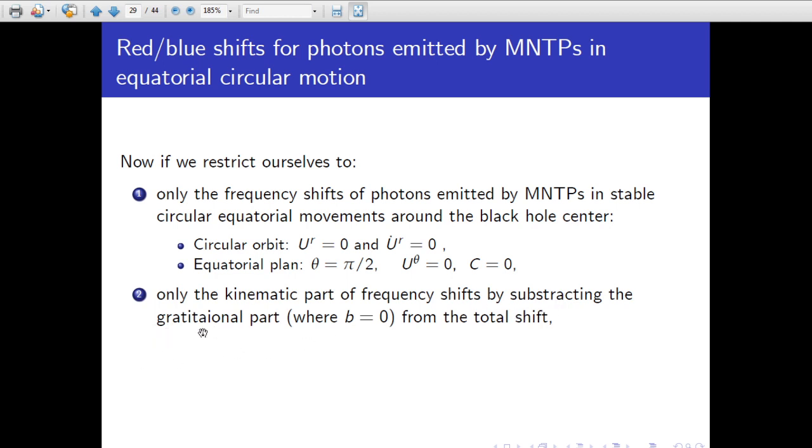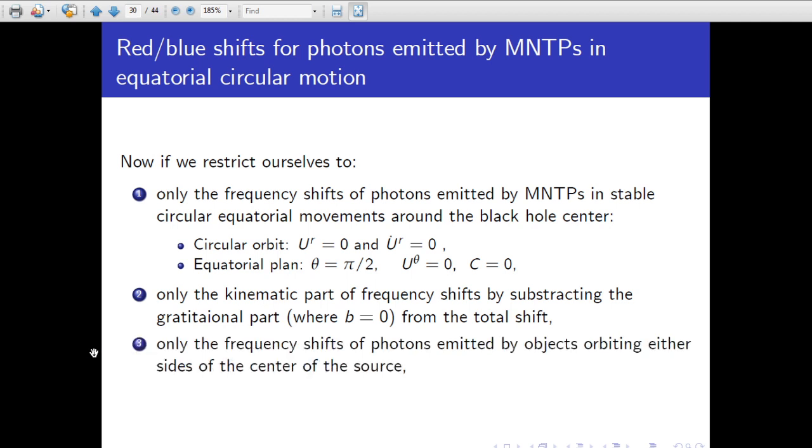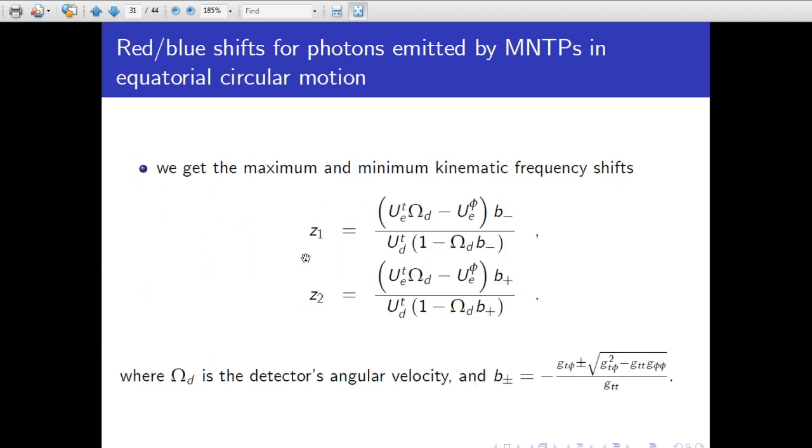The second restriction is that we will consider only the kinematic part of the frequency shift, not the whole shift, which also includes the gravitational part. And the third restriction is that we will only consider the frequency shift of photons emitted by objects orbiting either side of the black hole. Relying on these three conditions, we get the following maximum and minimum kinematic frequency shifts, which only depend on the four-velocity u, the angular velocity of the detector, and the impact parameter given by this expression.